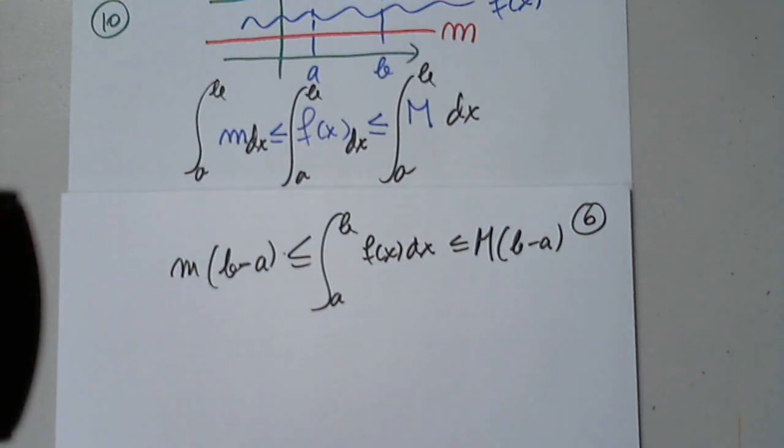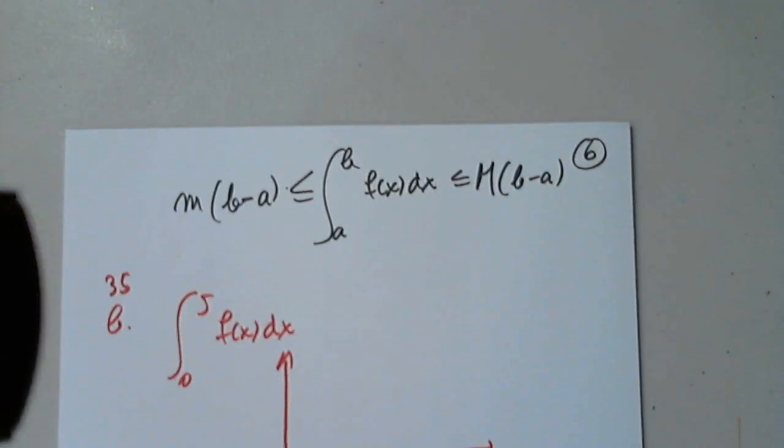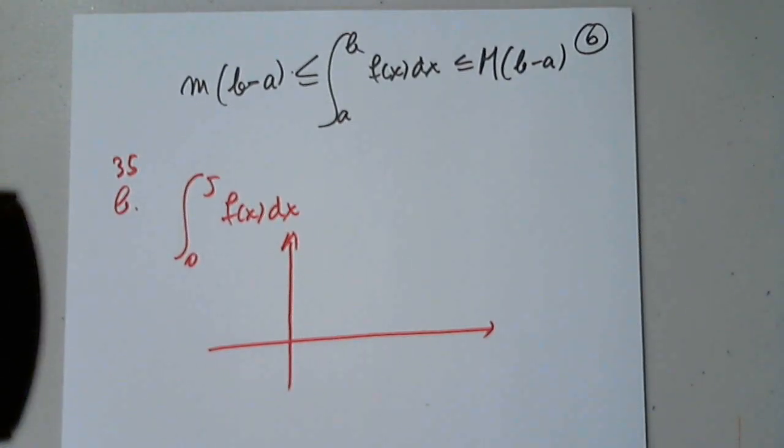Let's look at b, the integral from 0 to 5 of f of x dx. Again, the integral from 0 to 5 of f of x dx. Okay, so here's the graph of the function. I just need a blink to copy it here.